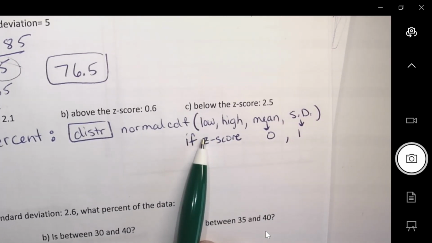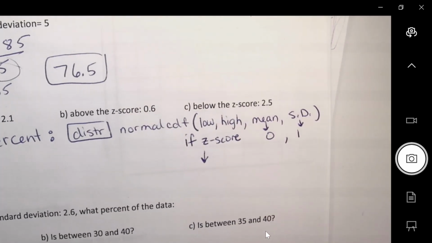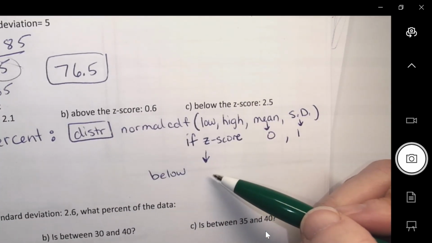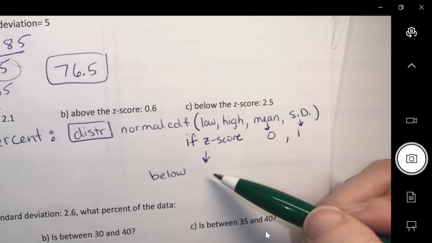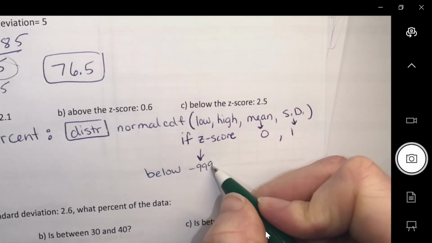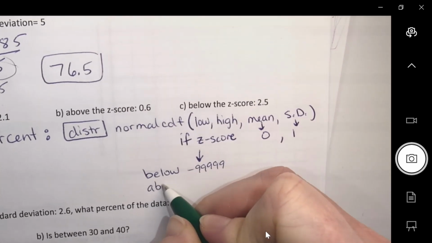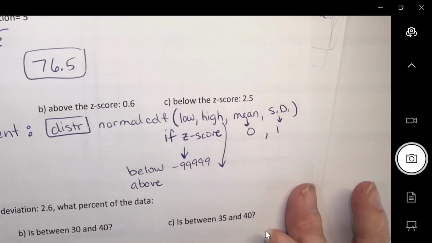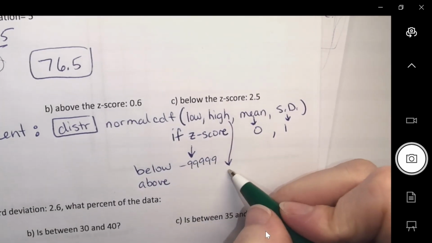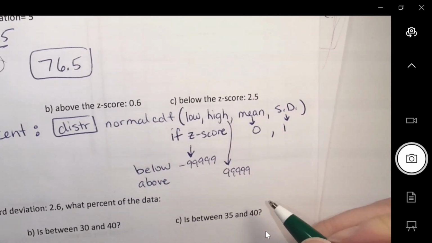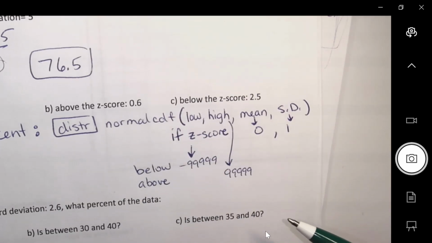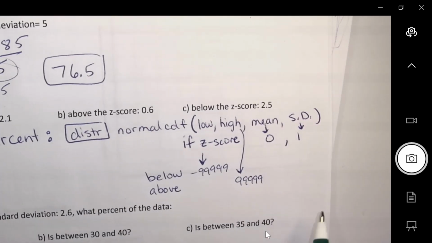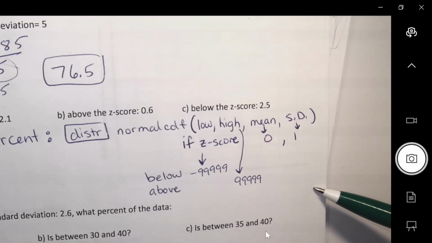Now, sometimes if we're talking below, what do we use as a low when we say something is below something? Negative 9999, right? And if something is above, then what would we replace the high with? Positive 9999, right? So that's to get a percent. That was your instructions, right? To get a percent, you do those things. We'll write what you need to there. That would be what I would want to write.